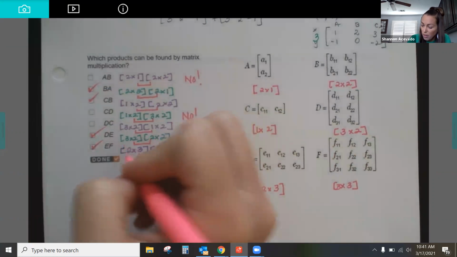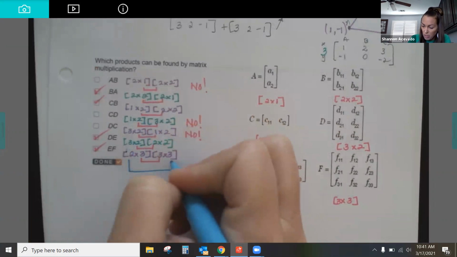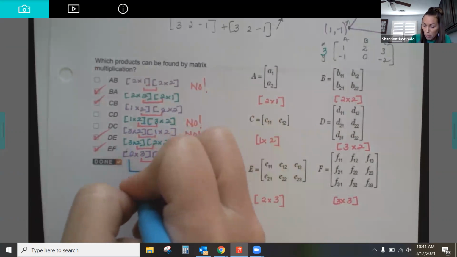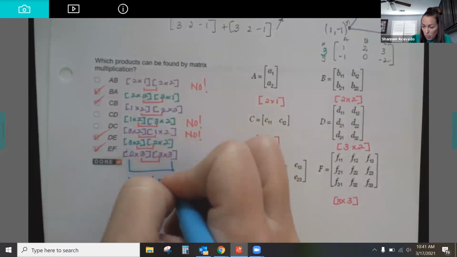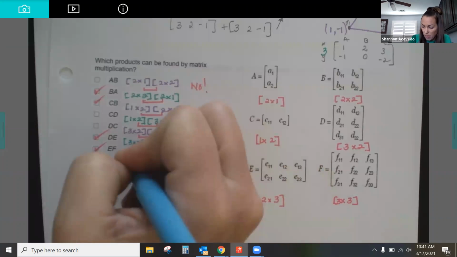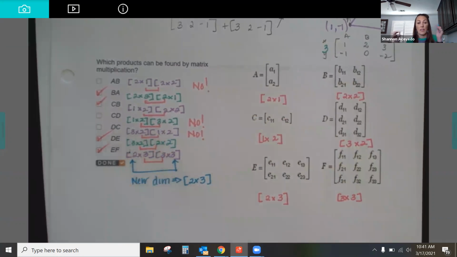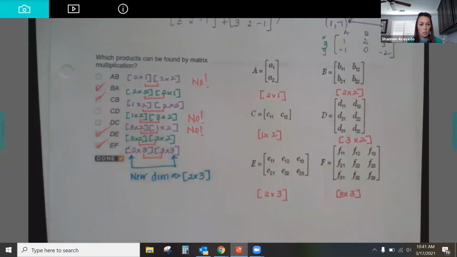And just a reminder that this outer number here, it gives us our dimensions. So the new dimensions, if we multiplied them, would be a 2 by 3. That's what these outer ones give us. So the inner ones let us know if they're the same, we can multiply. And if we can multiply them, then the new dimensions will be those outer values, so 2 by 3. Questions?